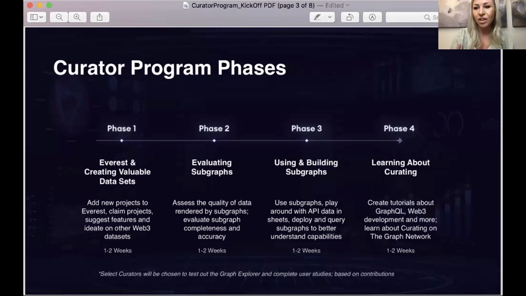Everest is a decentralized project registry to make the decentralized web really tangible, and this lists out all projects in the space. I like to compare it to a LinkedIn, so you can see all of the different projects that exist. Phase 2 will be evaluating different subgraphs. Phase 3 will be actually using and building these subgraphs. And then phase 4 will be learning more about curating, so creating tutorials about GraphQL, Web3 development, and much more.